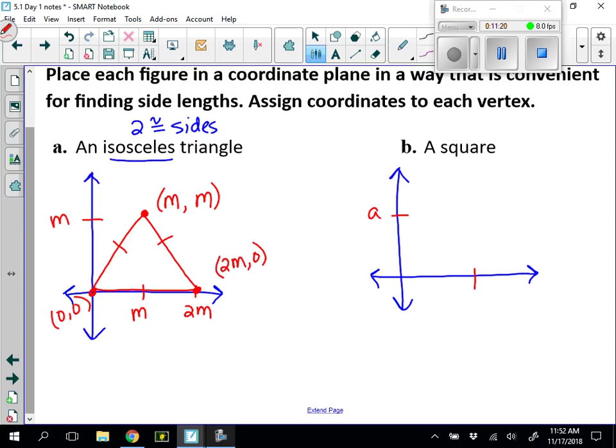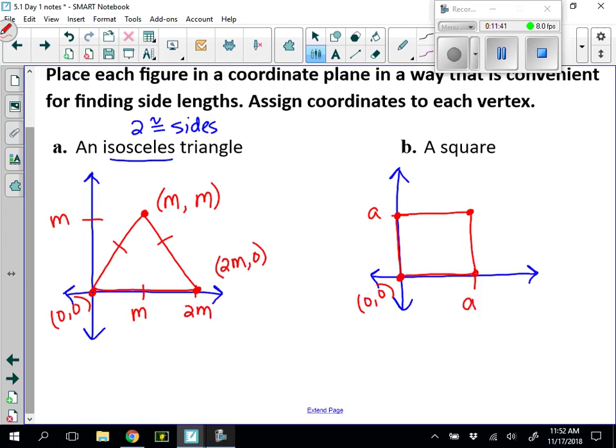So a on the y-axis, a on the x. My square will start here at the origin. I'm going to have a units going up in the corner and down here. So complete your square. And then we're going to assign coordinates.